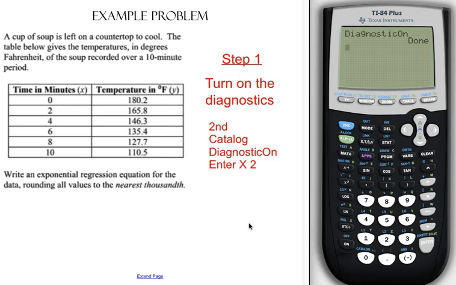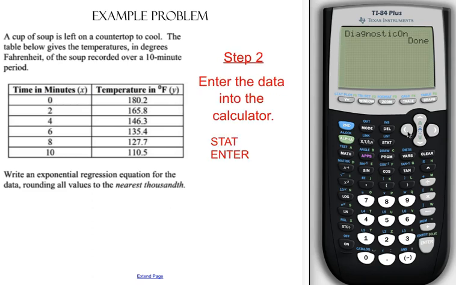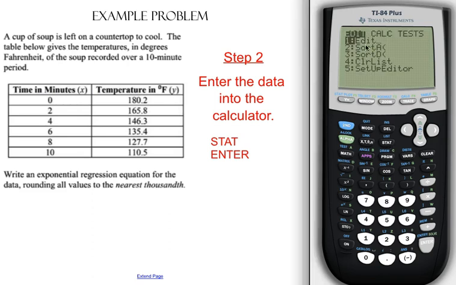So the next thing I need to do is enter this data into the calculator. So this data right here has to actually go into the calculator. In order to do that, I'm going to go to the stat menu, and I want to edit my list, so I just hit stat and then enter. And now I put all the X values, so the minutes in this case, in L1, and all the Y values in L2.